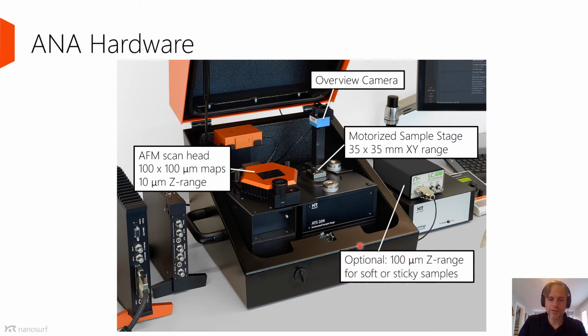The last bit, which is completely optional, but we can also provide a 100 micron Z range actuator for soft samples or particularly sticky samples. So things like tissue, which are very rough, or some biological samples which are very sticky or high adhesion. You might need that extra 100 micron Z range in order to measure those samples.